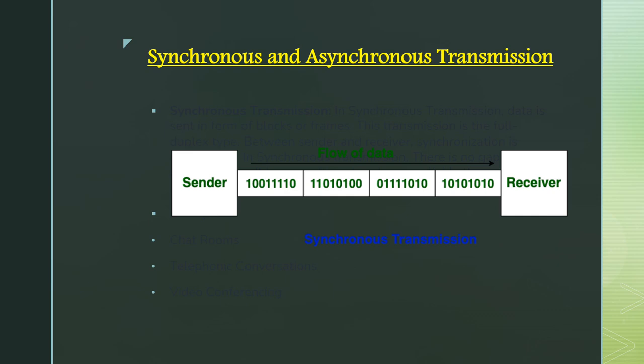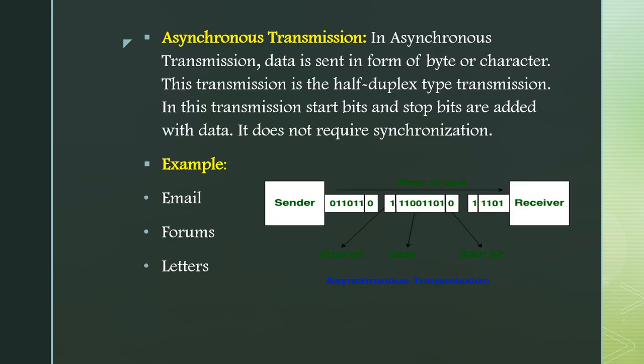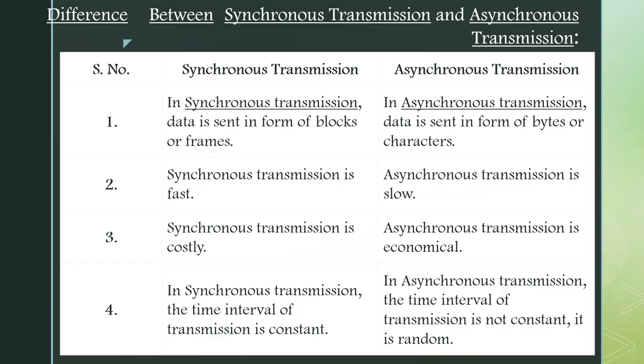Synchronous and asynchronous. Asynchronous transmission. In asynchronous transmission, data is sent in the form of bytes or characters. This transmission is a half duplex type transmission. In this transmission, start bits and stop bits are added with data. It does not require synchronization. For example, emails, forums, letters. The difference between synchronous and asynchronous transmission is given below.